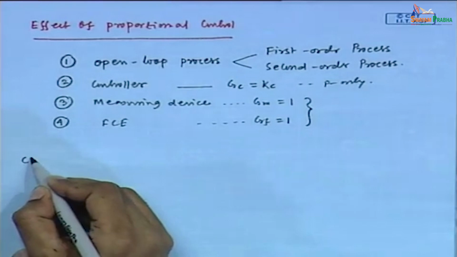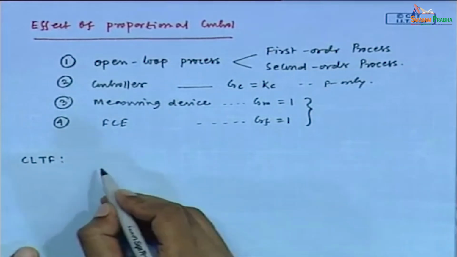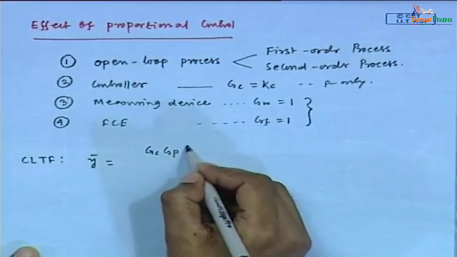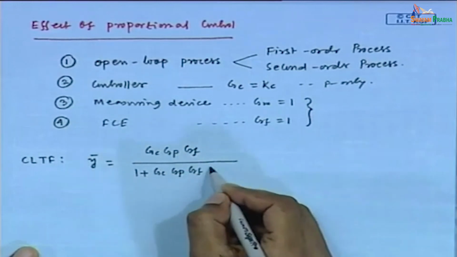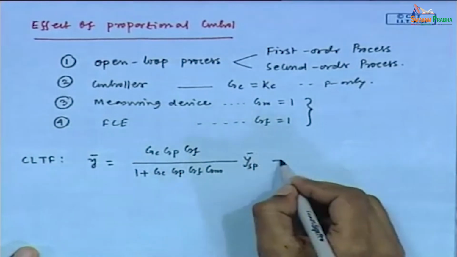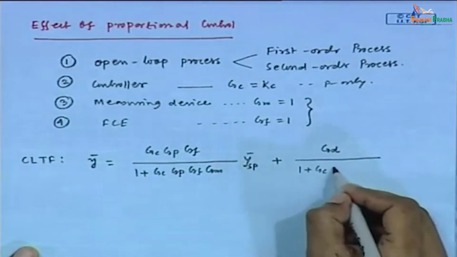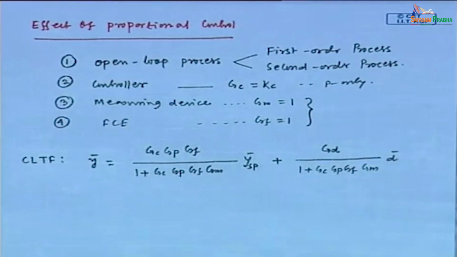Fine. So we will start from the closed loop transfer function. The general form of closed loop transfer function is y bar equals GC GP GF divided by 1 plus GC GP GF GM, y set point bar, plus GD divided by 1 plus GC GP GF GM, d bar. This is the general form of closed loop transfer function. Now, in this closed loop transfer function, we need to substitute the individual transfer functions.